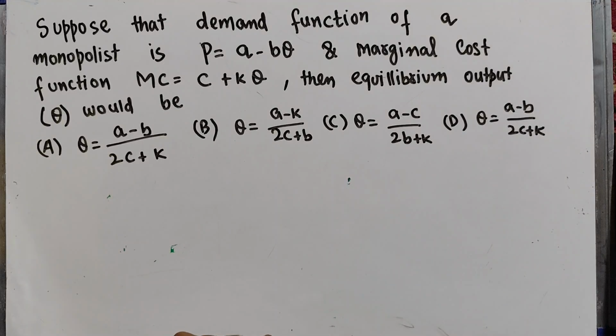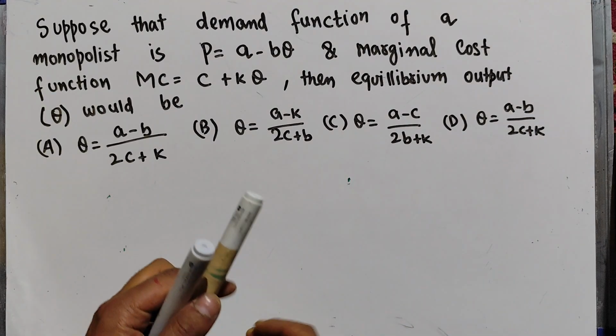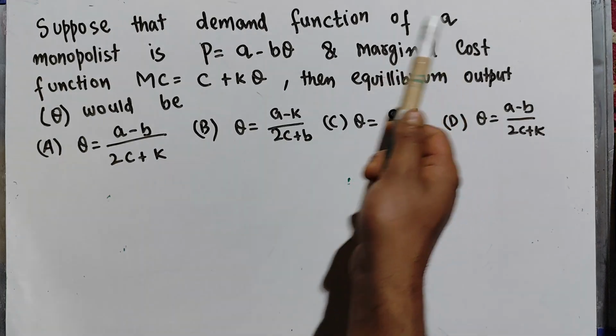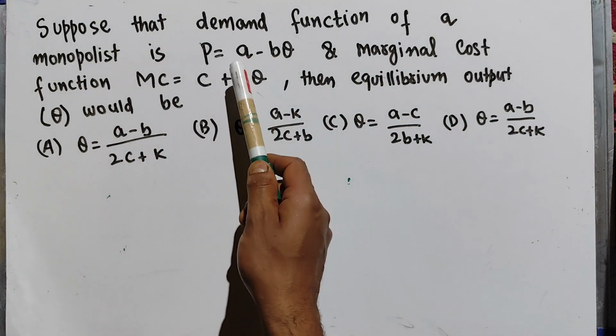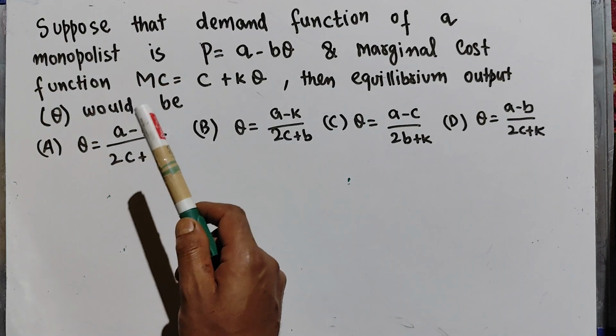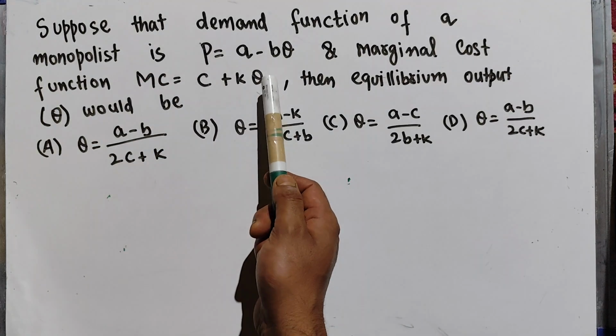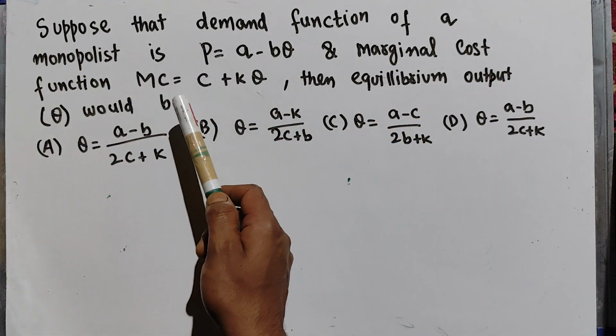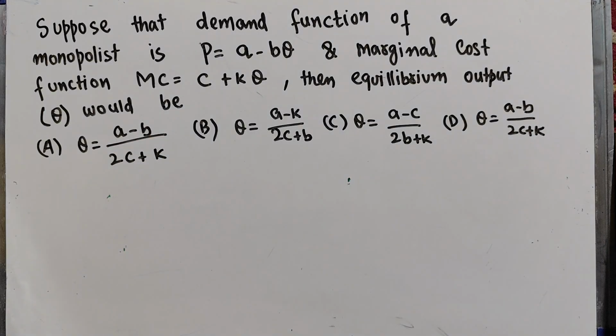Let us solve a question on equilibrium in monopoly. The question is, suppose the demand function of a monopolist is P is equal to A minus BQ. P is the price, Q is the output, and marginal cost function is C is equal to KQ. Then the equilibrium level of output would be, options are being given, we need to find out the correct option.